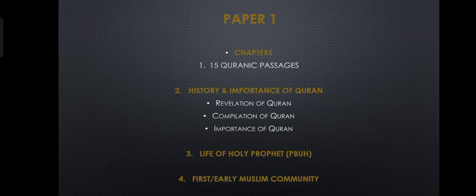Now I'm going to tell you about the chapters of paper 1. First is the 15 Quranic passages. The second is the history and importance of Quran, which includes revelation of Quran, compilation of Quran, and the importance of Quran. The third is the life of the Holy Prophet, peace be upon him, and the fourth is the early Muslim community.